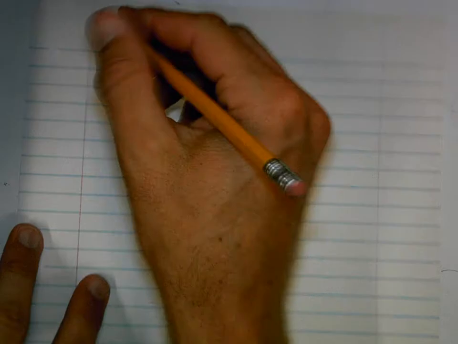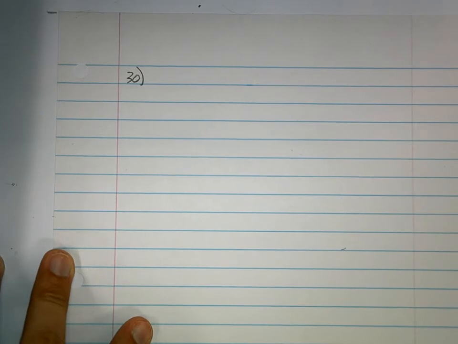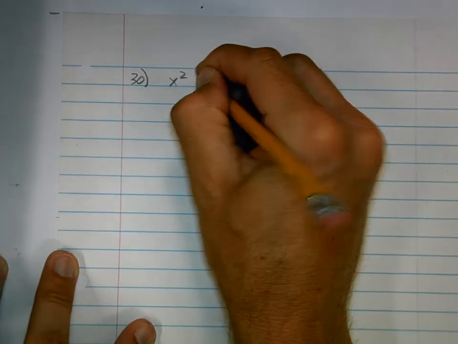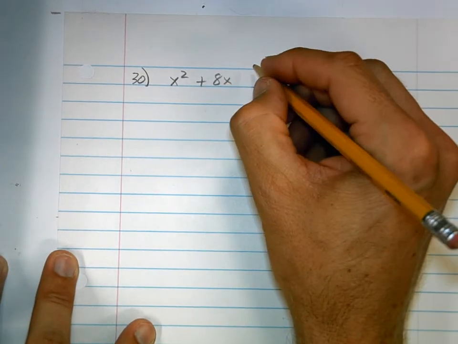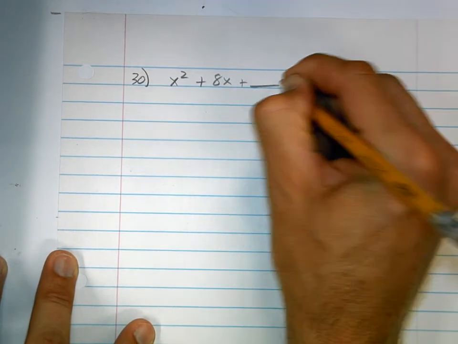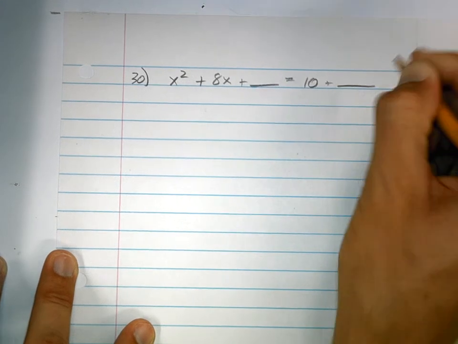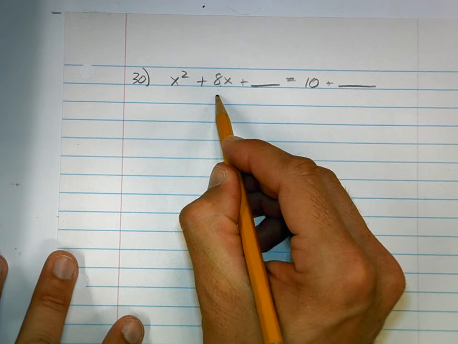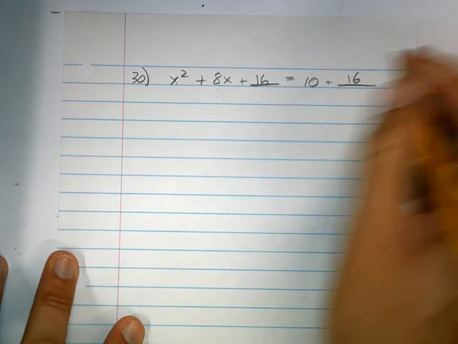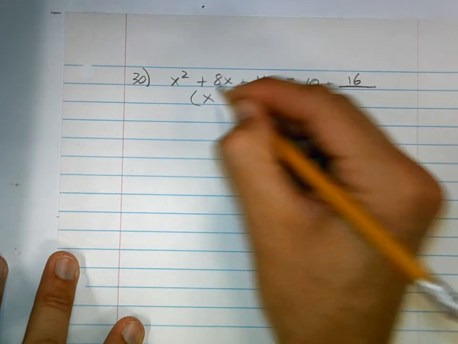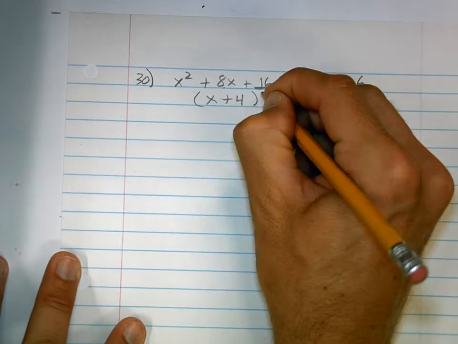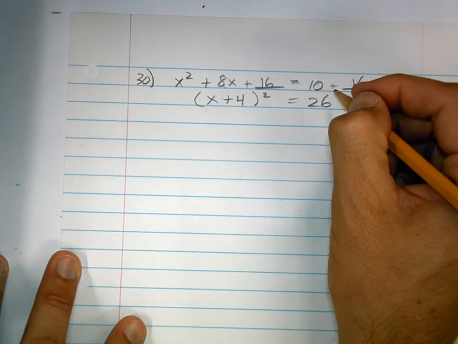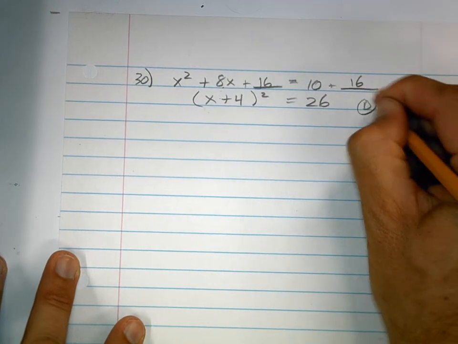Okay, number 30. It says, what equation is part of the solution when solving the equation x squared plus 8x, and this is going to be by completing the square. So I'm going to actually leave in my blank to start off, and then 10 plus my blank. So remember, you're taking half of the b, so b divided by 2, so 8 divided by 2 is 4. Square it is 16, so I'm going to add 16 to both sides. Now, when I factor that, that's going to give me a perfect trinomial. So I have x plus 4 squared equals 26, and that actually is selection D when I get to that point.